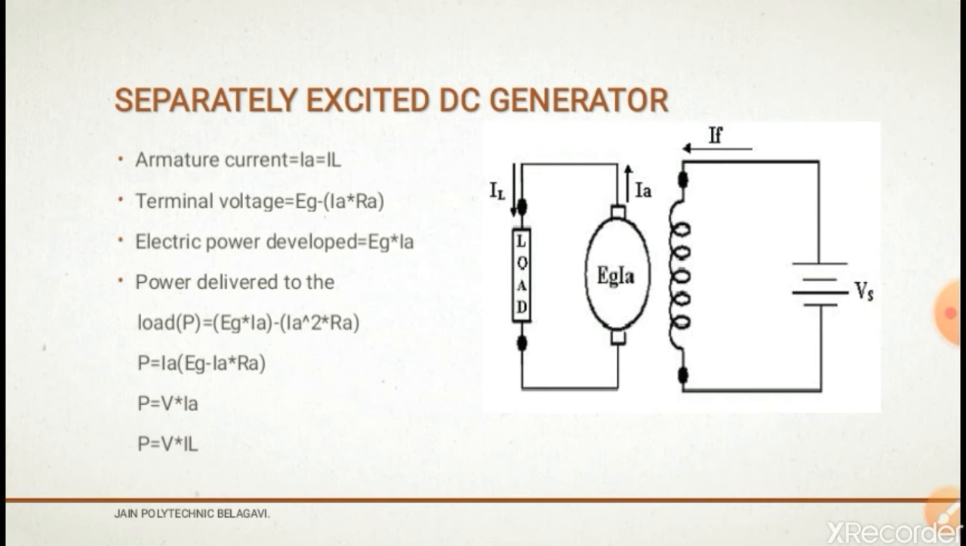Substituting the terminal voltage into this equation, we get P equal to V into Ia. As we know that Ia is equal to IL, the power delivered to the load is given as P equal to V into IL. So that is the separately excited DC generator.